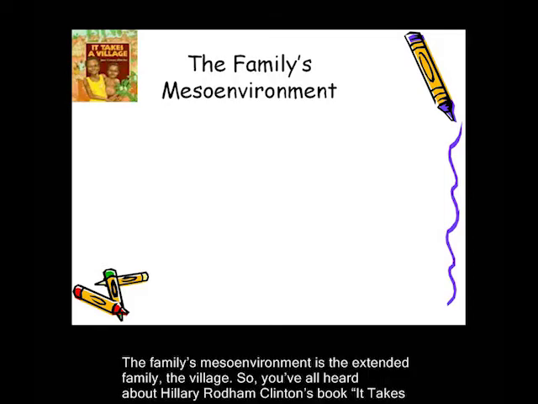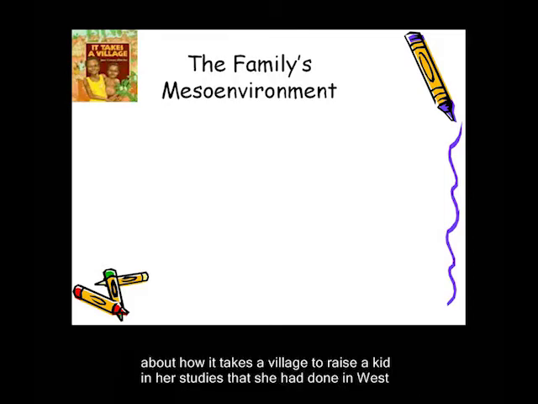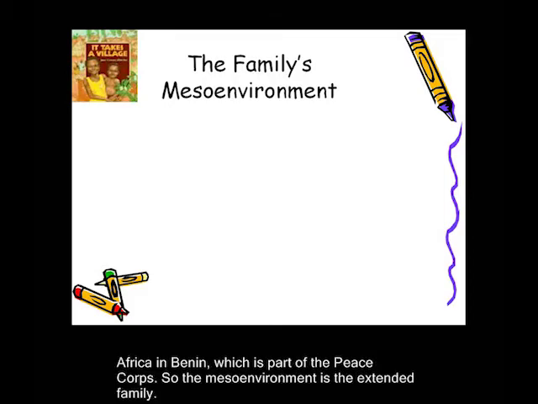And the family's meso-environment is the extended family, the village. You've all heard about Hillary Rodham Clinton's book, It Takes a Village. Well, very few people know that she took that title 2 years before. It was written by Jane Cowan Fletcher, who had talked about how it takes a village to raise a kid in her studies in Central Africa, in West Africa, in Benin, when she was part of the Peace Corps. And so the meso-environment is the extended family.